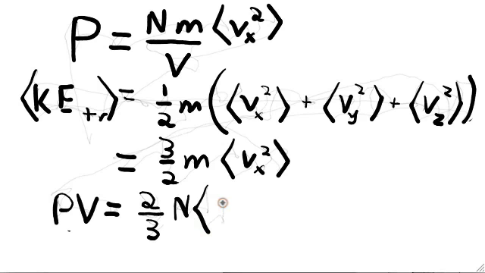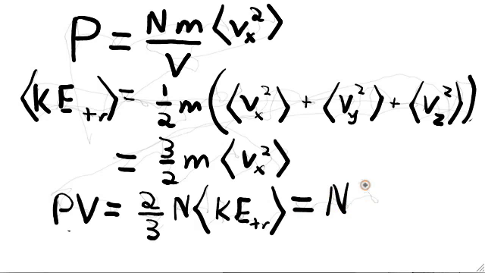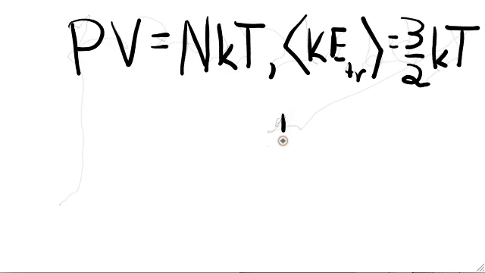At this point, we're ready to introduce the last state variable, temperature, by taking this 2/3 average kinetic energy factor and just defining it to be some constant k times the temperature of the system. Thus we find the final formula of the ideal gas law, PV equals nkT. To summarize, we find these two important formulas for the ideal gas, PV equals nkT and average translational kinetic energy equals 3/2 kT.